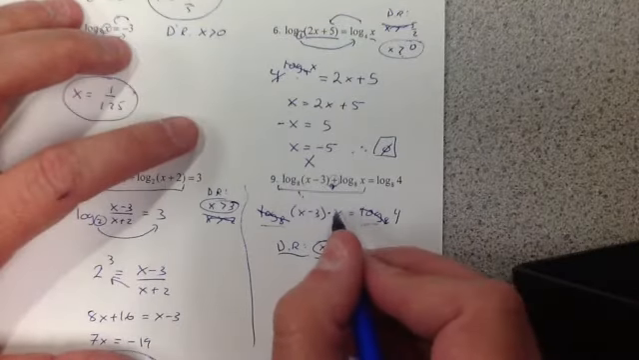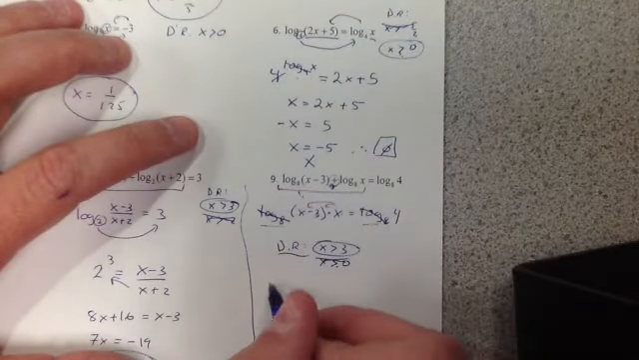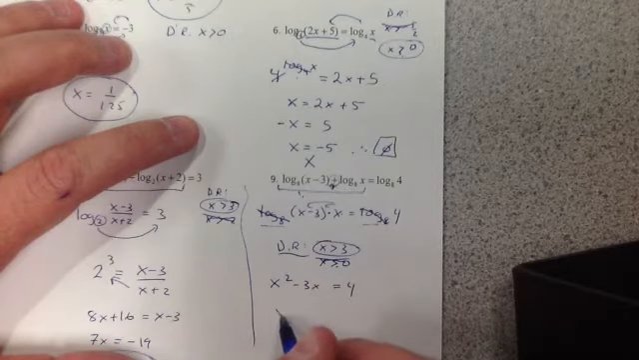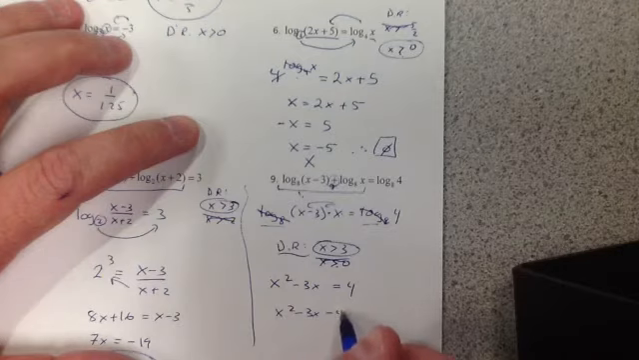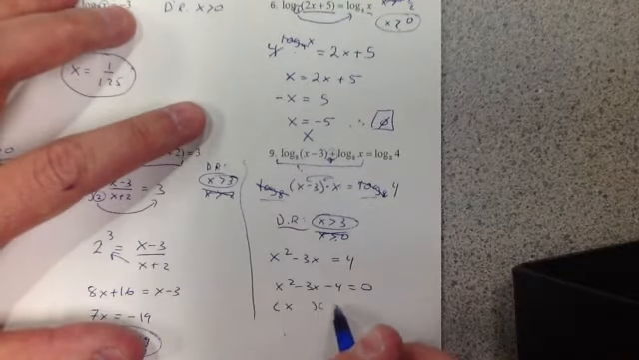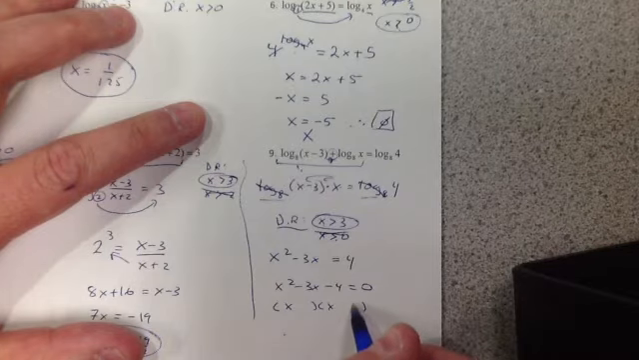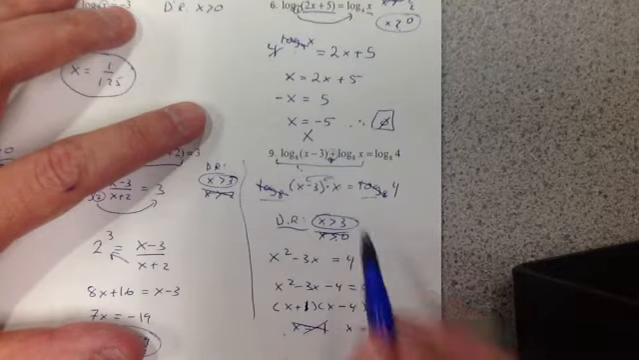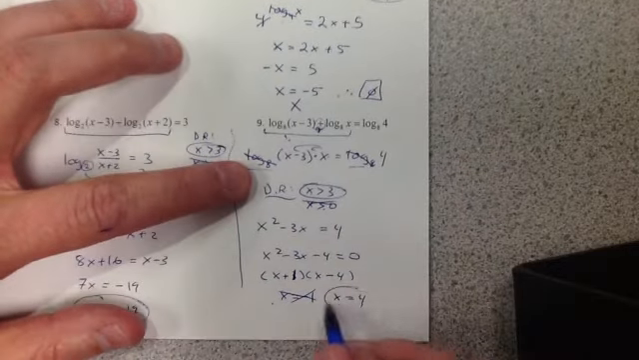And then I'm going to solve it. Distribute. X squared minus 3x equals 4. And this is going to give me x squared minus 3x minus 4 equals 0, and factor like an actor. We're going to get 4 and 1, negative, positive. So we get x equals negative 1, x equals 4. Negative 1 is outside of my domain restriction, so our answer is 4.